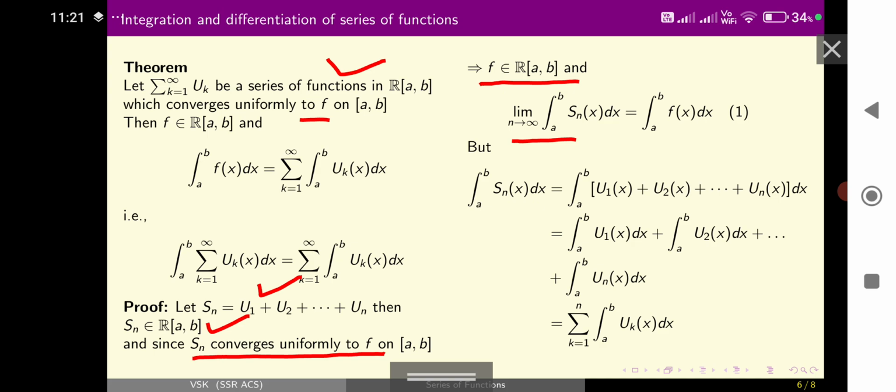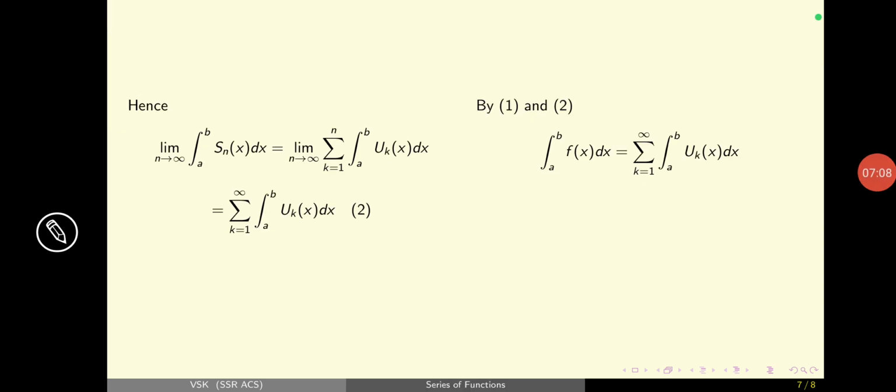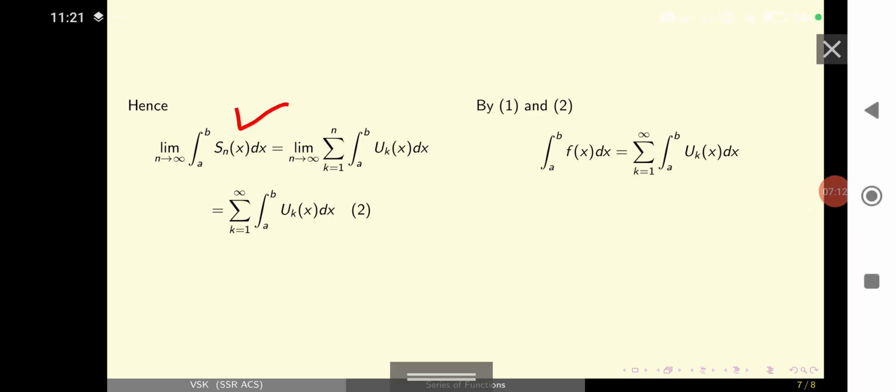And when we find the limit as n tends to infinity of integration a to b Sn(x) dx, then it will be integration a to b f(x) dx because Sn converges to f uniformly. So this is permissible. But integration a to b Sn(x) dx is, when we put the value of Sn(x) over here and separate the integration in this form, summation k is equal to 1 to n integration a to b uk(x) dx. So we obtained this result, that this integration is equal to this. Hence, when we take the limit as n tends to infinity of integration a to b Sn(x) dx, that will be the limit as n tends to infinity of summation k is equal to 1 to n integration a to b uk(x) dx, which will be summation k is equal to 1 to infinity integration a to b uk(x) dx. This is 2.